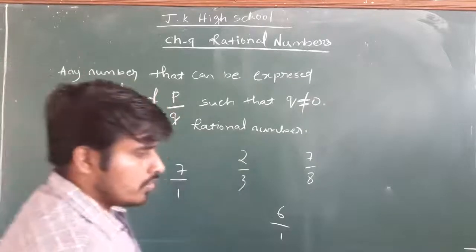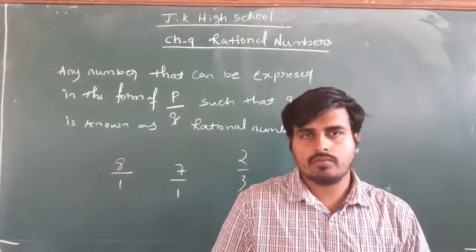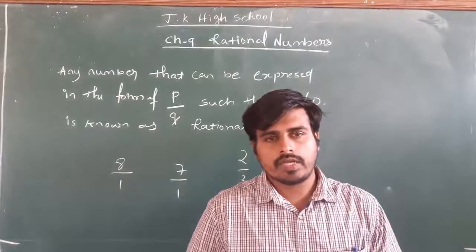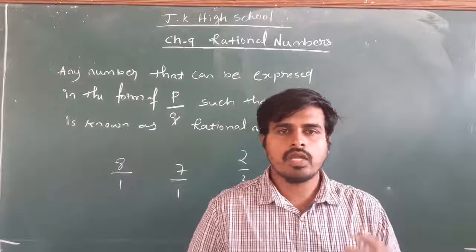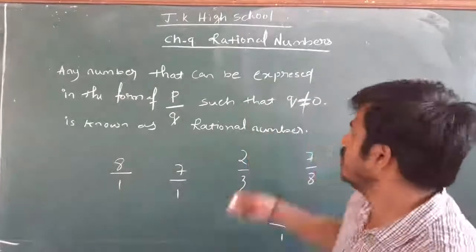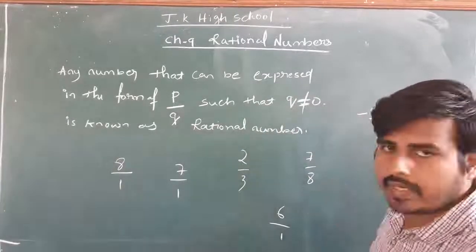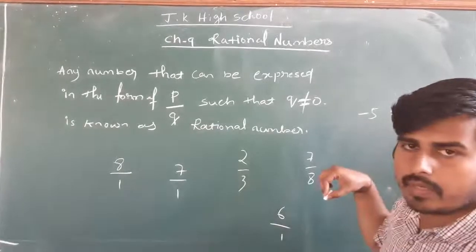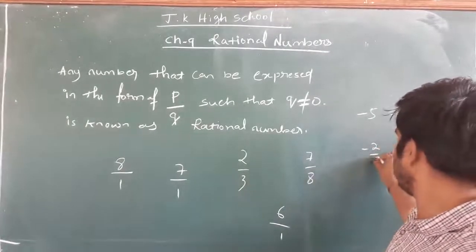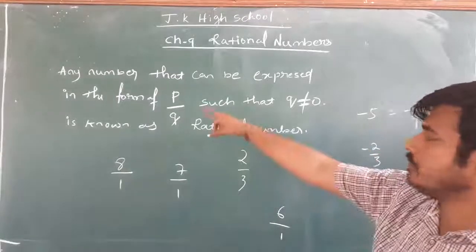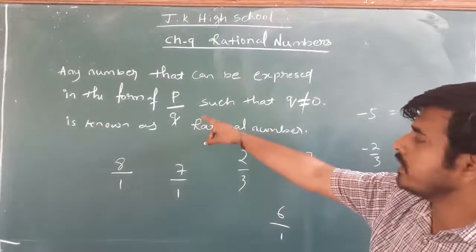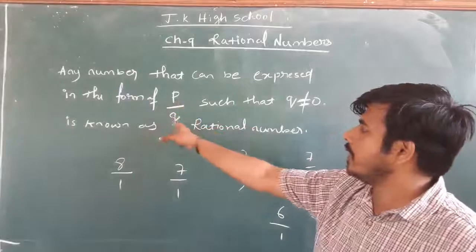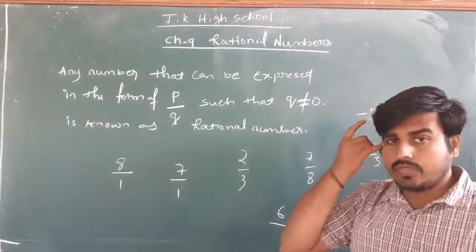p by q. So every natural number is a rational number, every whole number is a rational number, and every integer is also a rational number, because minus 5 can be written as minus 5 by 1, and also minus 2 by 3. All these come under the rational number set. Anything which can be expressed in the form of p by q such that q is not equal to 0.